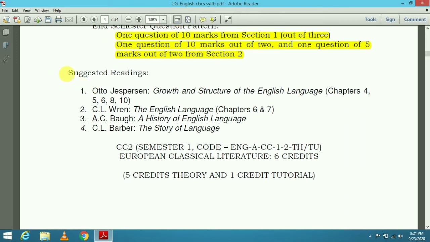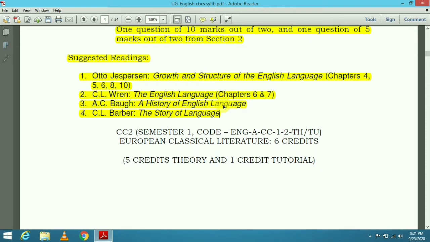Now here you will also have the suggested reading of philology. I would request you to buy the book A.C. Baugh, A History of English Language, because this is good for this philology course.